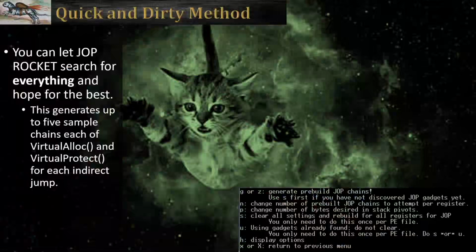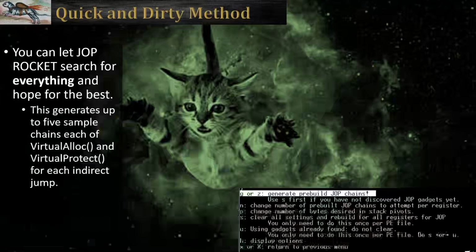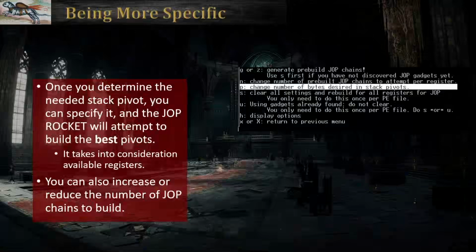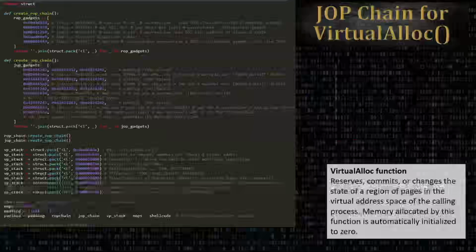So here's a quick and dirty method with JOP Rocket. You can clear your current settings, go into the JOP chain menu and do the G or Z, and it does everything. Now, that's not terribly realistic, because if you know you have a 900 byte stack pivot, enter that 900 and it'll calculate it precisely. That's what we want. You can also change the number of pre-built JOP chains per register.